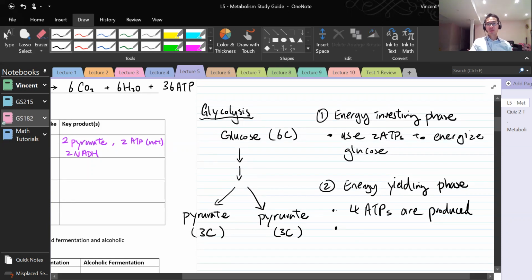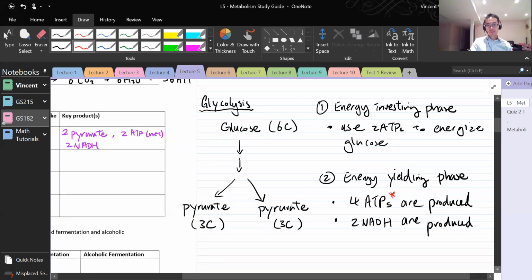In addition, we will be releasing some electrons along the way, and those will be captured by NAD+. So 2 NAD+ will come, and after capturing the electrons, you will produce 2 NADH as well. Generated, produced, whatever, we'll just use the same word. So that's what you invest and that's what you produce. Now I'm going to put a star here.